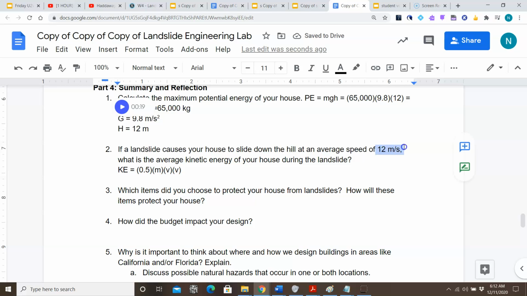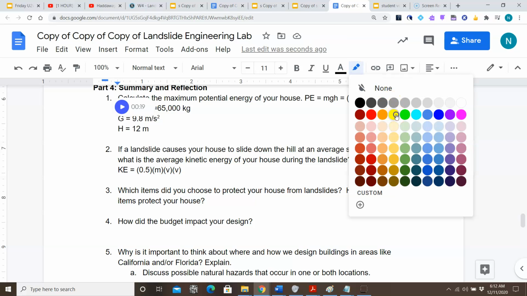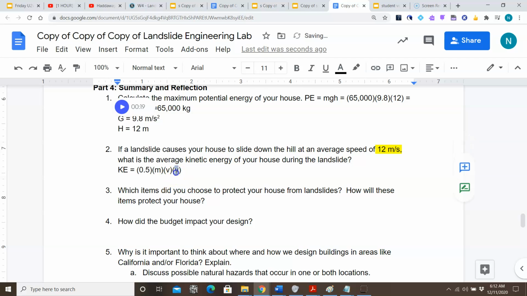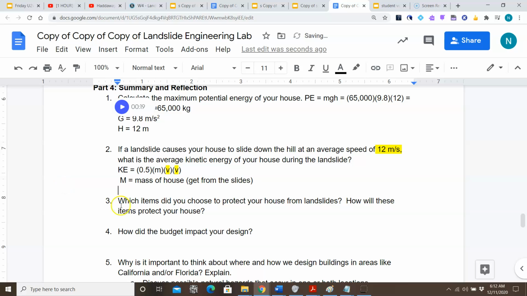I'm going to color code this so you can see it. This is going to be your velocity. So in here, you're going to plug in 12. And your mass, you're going to get that from the slides. So once you have that, you can go ahead and plug that information in, and you're good there.